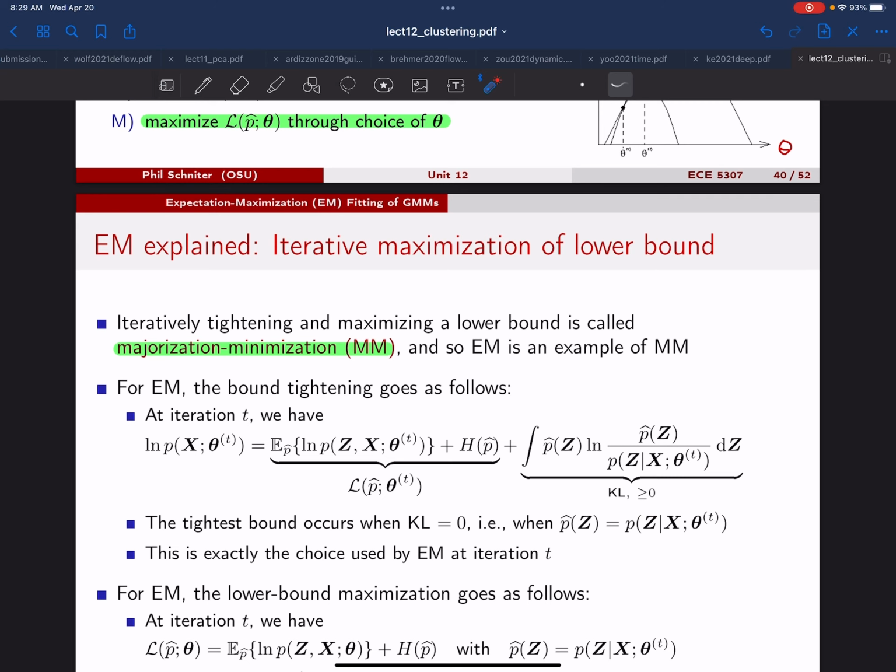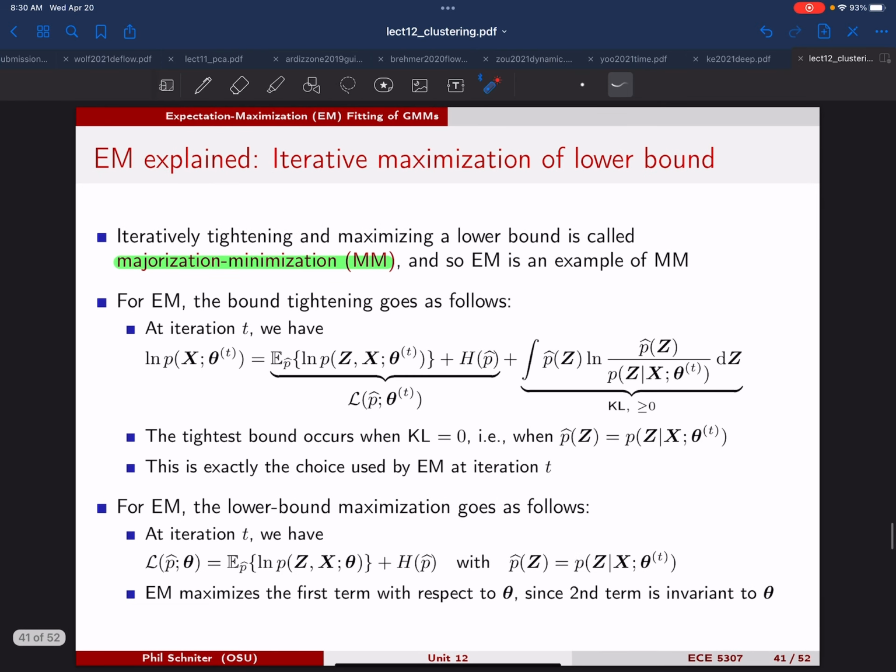So the tightest bound occurs when the KL divergence is exactly 0. And you can see in order to make the KL divergence 0, you just have to make those two densities equal. In other words, all you have to do is set p hat equal to this posterior. And this is exactly what EM does at iteration t. And then the next thing is you just do your maximization.